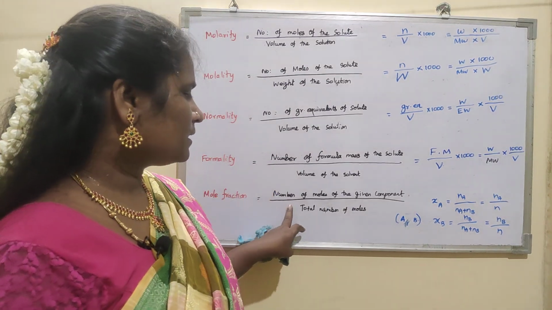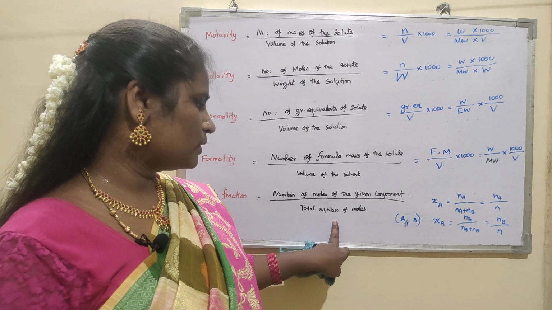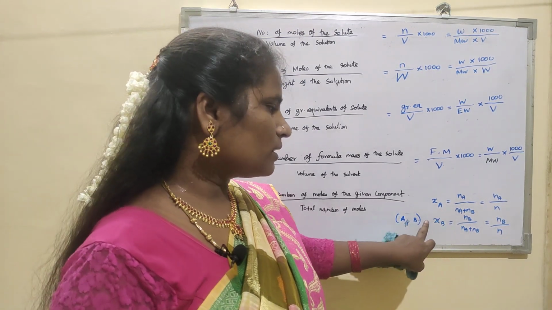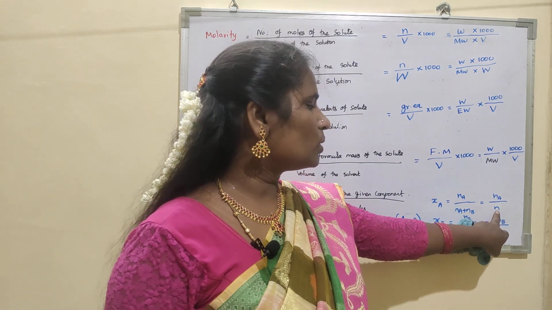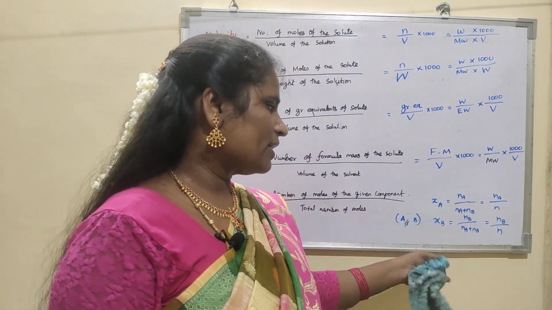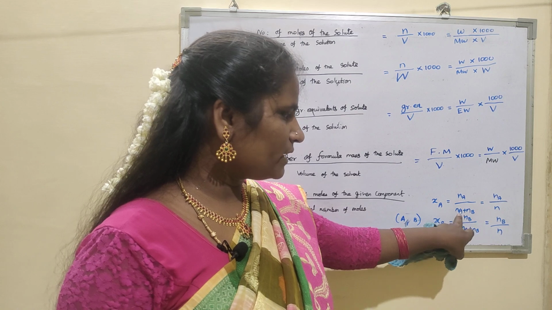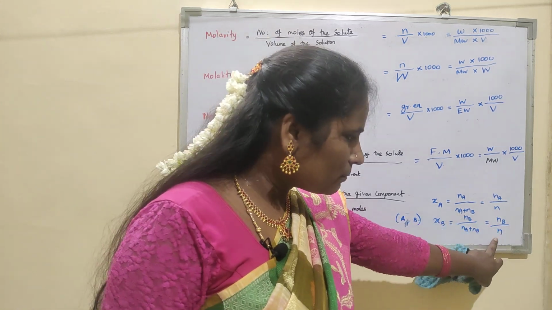So similarly, the number of moles of the given component divided by the total number of moles. For two components, Na plus Nb equals total N, and you have to take the fraction of the given one. Xa means Na by total moles, Xb means Nb by total moles.